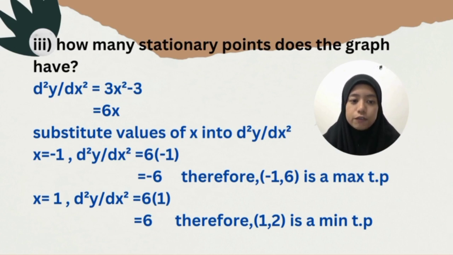Therefore, the coordinate negative 1, 6 is a maximum turning point. The second x equals 1. So 6 multiplied by 1 will get 6. Therefore, the coordinate 1, 2 is the minimum turning point.